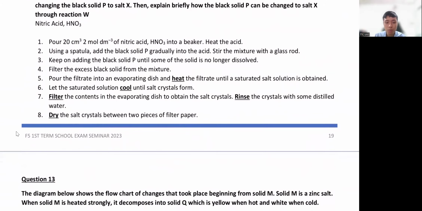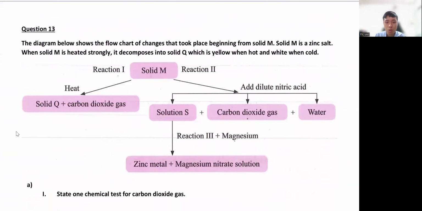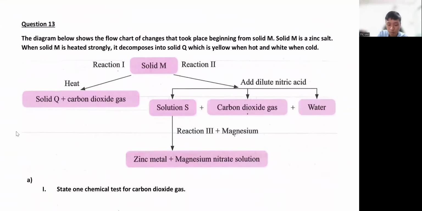Done. Move on. We got another question, question 13. In this case, first of all, they want to heat. Solid N they told you is a zinc salt. Means you got Zn2+ confirmed already. But you don't know what its ion is. Why? Very simple.